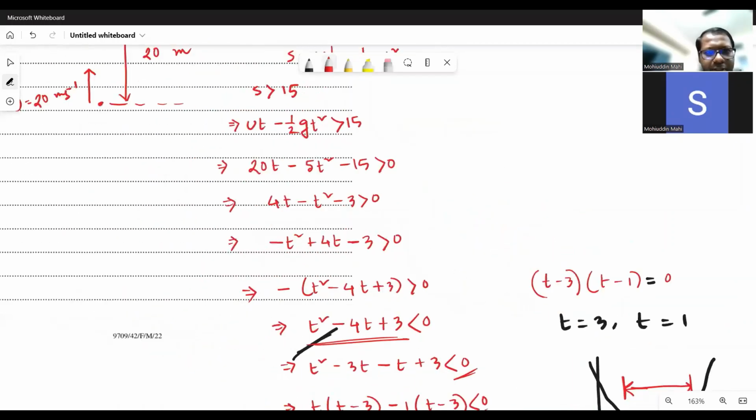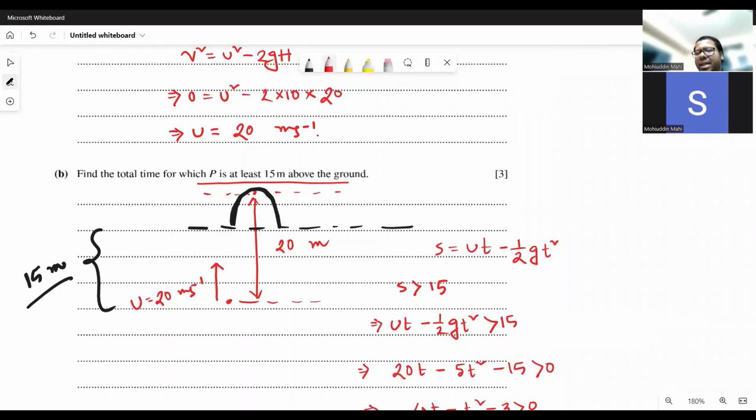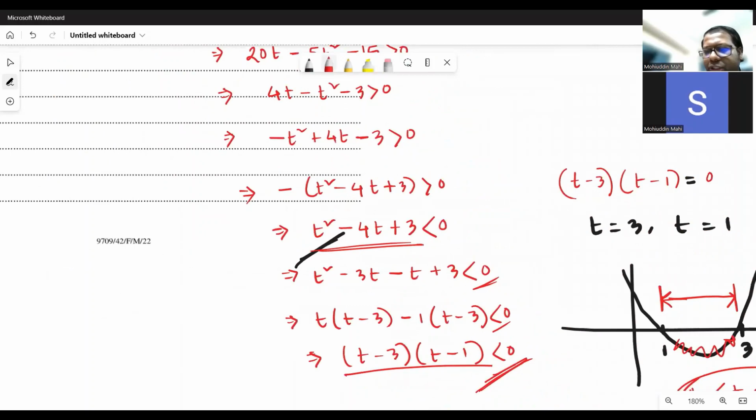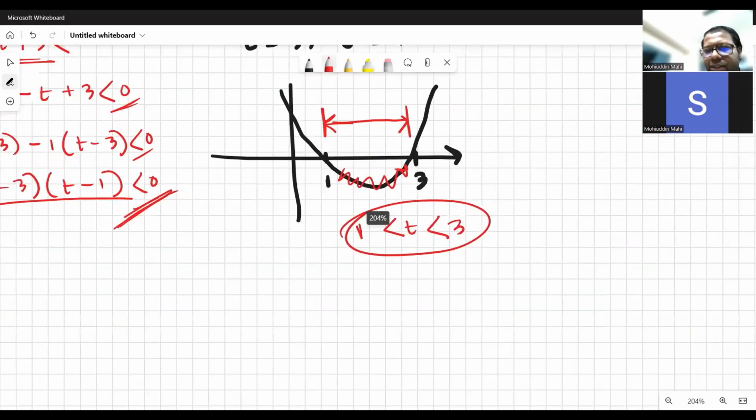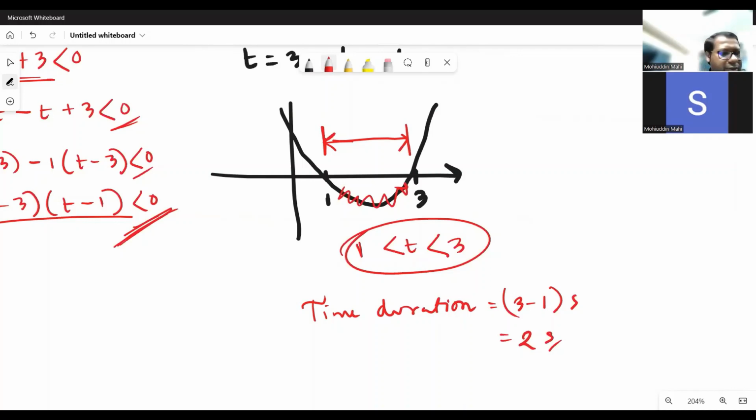Now think about it. The question was asking to find the total time for which P is at least 15 meters above the ground. So for the time duration from 1 second to 3 seconds, the object will be at a height of at least 15 meters. So the time duration is 3 minus 1, which is 2 seconds. So that will be the final answer. I think you have understood. So we are done with question 2.